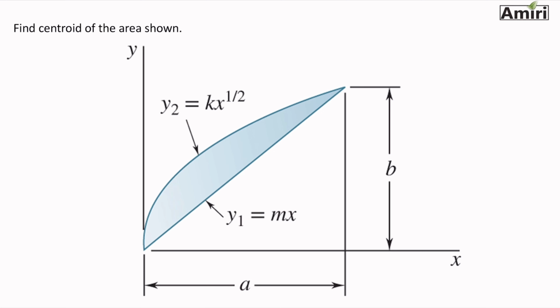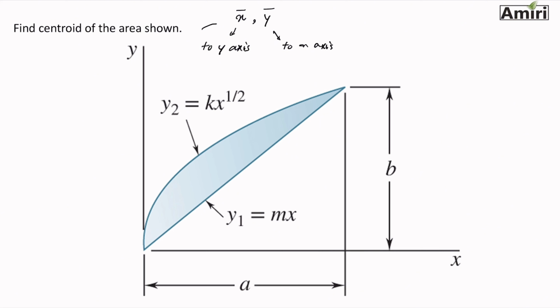Hello. Let's do a problem on centroid of an area. Find the centroid of the area shown, the area that's between two functions, y sub 1 and y sub 2. Centroid x bar and y bar. X bar is the distance of the centroid to the y-axis, and y bar is the distance of the centroid to the x-axis.